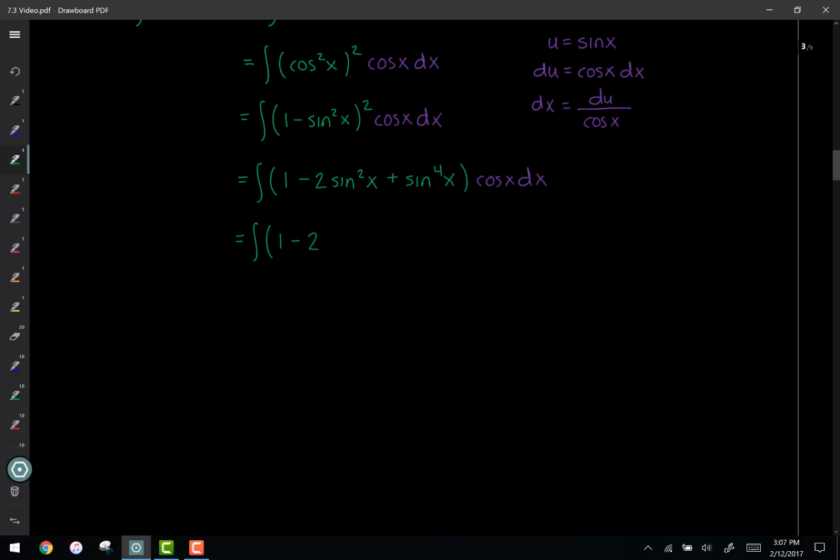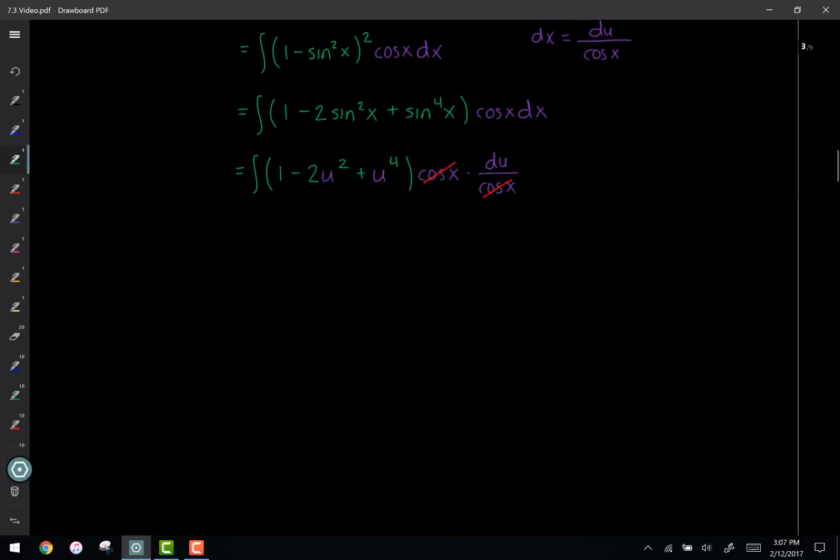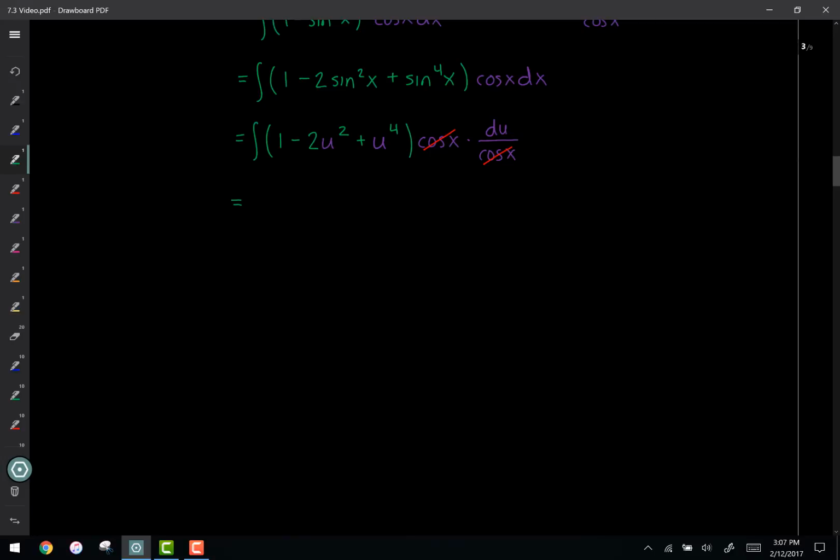So let's plug in all of those pieces and see what we get. 1 minus 2u squared plus u to the fourth, and then our cosine x times dx, which is a du over cosine of x. And this is why it was important to save that factor of a cosine, so that when we do our u substitution, it cancels. Okay. So we're left with this integral now.